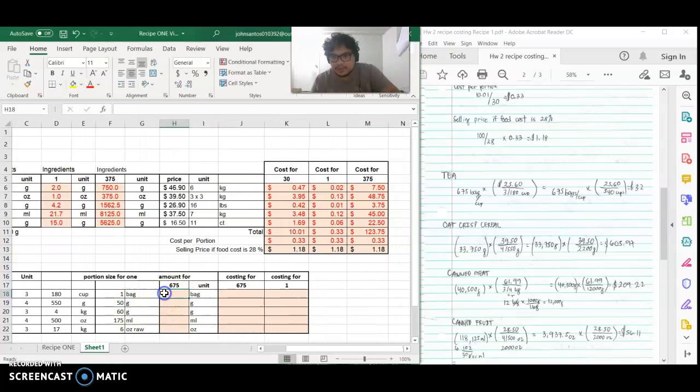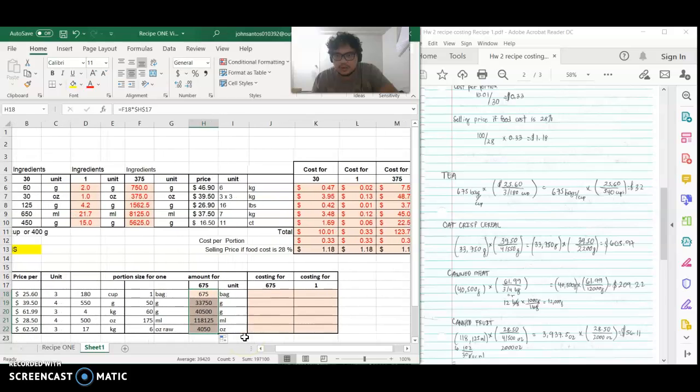Click here, put a formula by multiplying the portion size for 1, just 1, multiplied by 675. Again, use the absolute reference because we're going to use everything from this column and multiply it onto 675. Then of course use your autofill, and that's how much we need for the amount of 675.